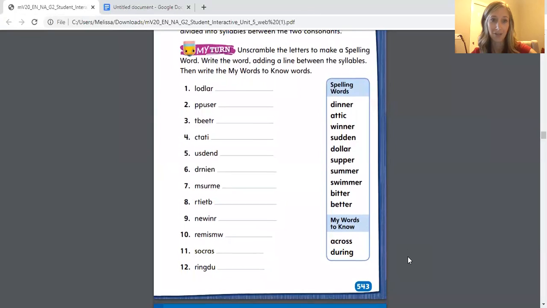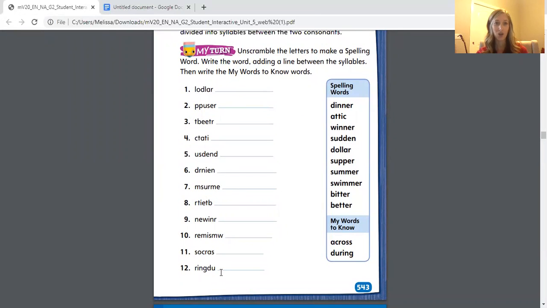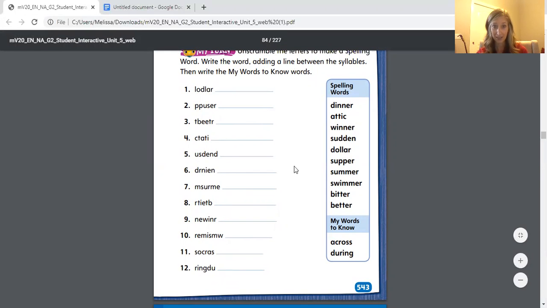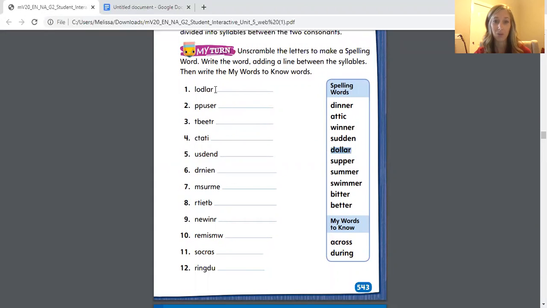So your job is to take a look at these words. If you look at numbers 1 through 12, you should notice that the letters of these words are scrambled. So you're going to need to spell the word correctly. Okay, so for example, number 1, I see L-O-D-L-A-R. I'm noticing those two L's, that's my double consonant. I can look at my word list on the right-hand side. I notice that the word dollar has those two L's, the double consonants. I'm going to write the word dollar, D-O-L-L-A-R, and the directions also tell me to add a line between the syllables. I know that L-L is my double consonant, so I will write D-O-L, add my line, L-A-R for my second syllable.